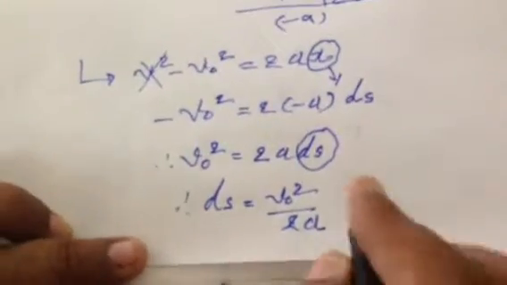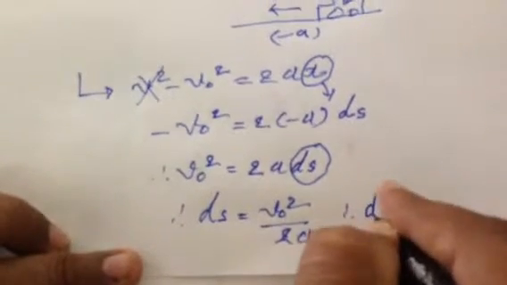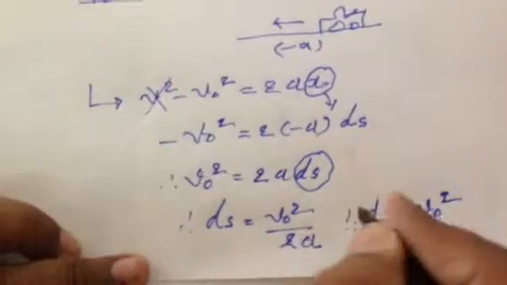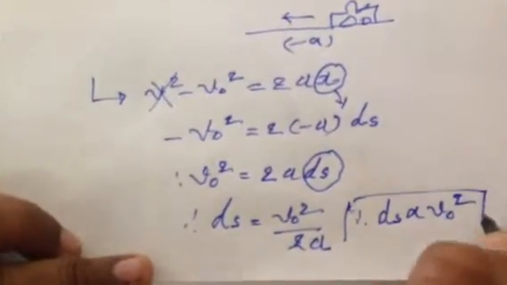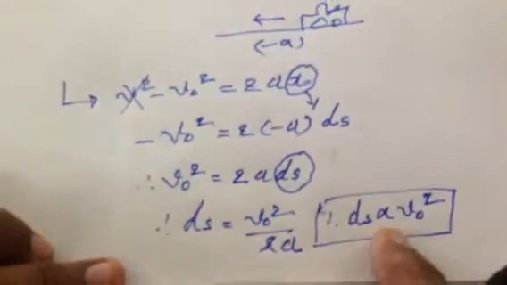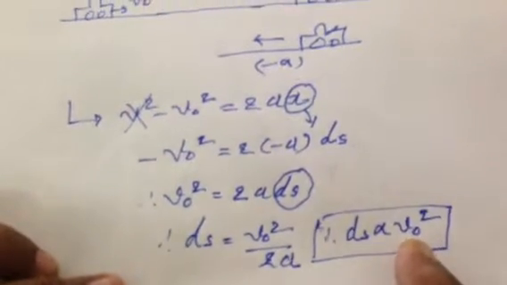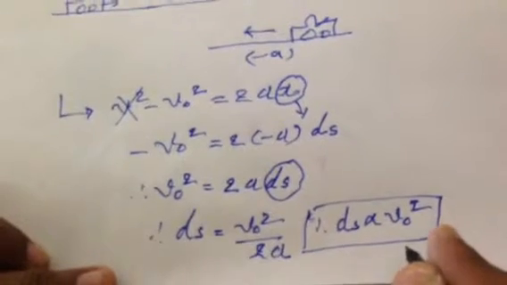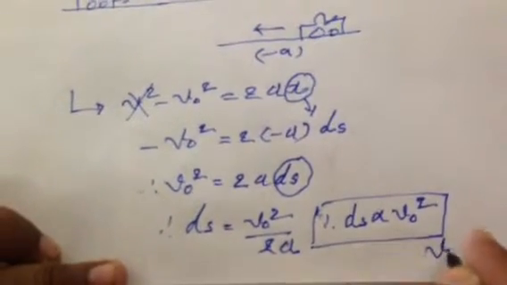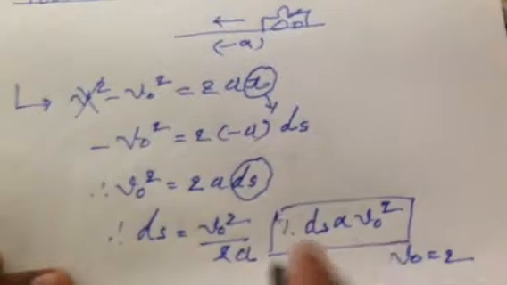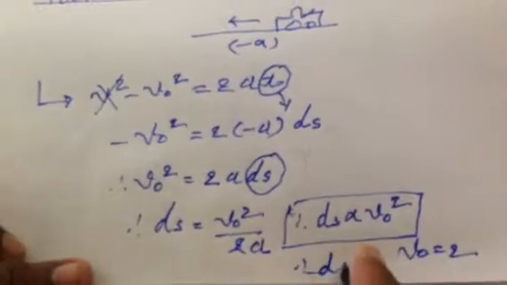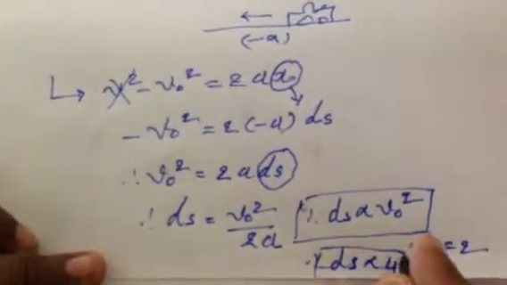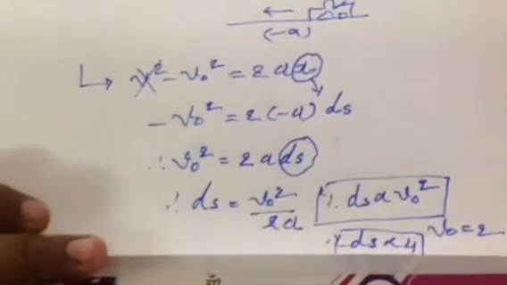Remember friends, the short form of this formula to remember: ds is proportional to v0 square. Remember that the stopping distance is directly proportional to the square of the initial velocity. Suppose the initial velocity is 2. Then the stopping distance, we are getting 4. So it is 4 times the stopping distance.